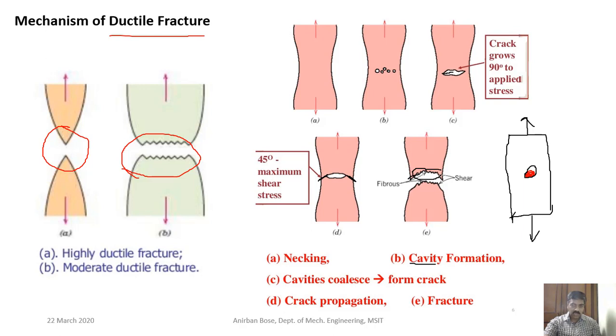So close to the surface there is a 45-degree angle you will observe, and in the major portion of the section you will find it's a fibrous kind of fracture surface. And the reason is this kind of cavity formation, and the crack propagating that way, and finally it fractures. So these are the different steps that happen in case of a ductile fracture.